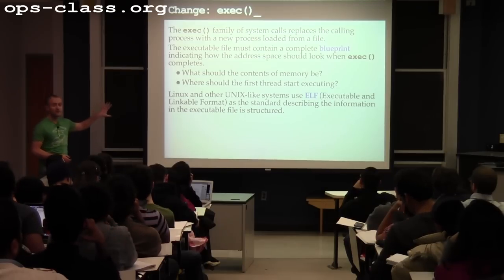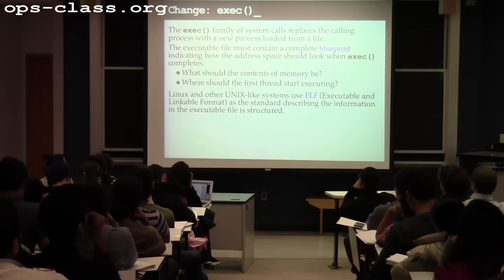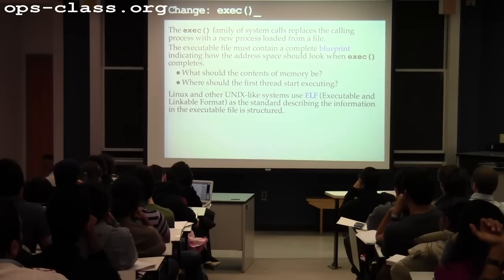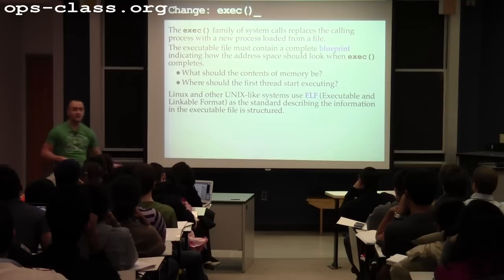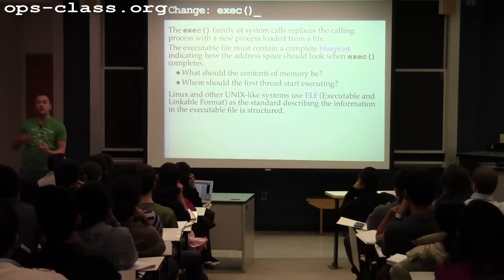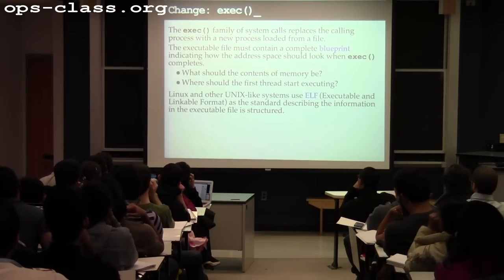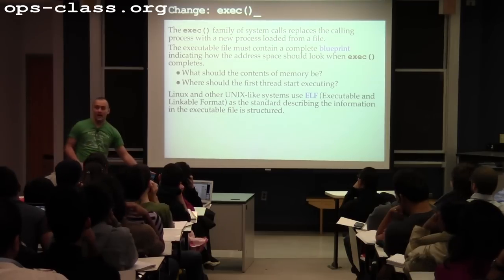And what exec does is it passes a blueprint. You can think of it as a blueprint or a very, very precise specification for how I want my world, my address space, to look to the operating system. The operating system parses that and sets up a new address space for this process and then begins executing it, right?